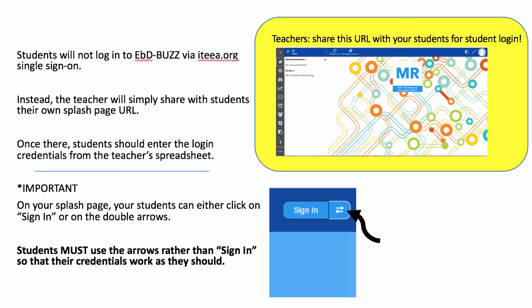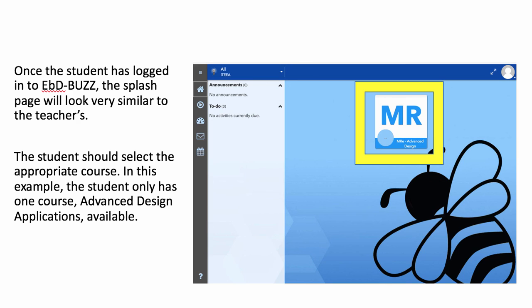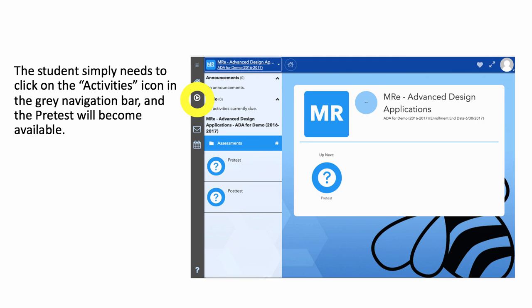Teachers should note that once they've navigated to your splash page, your students will have the option to either click on Sign In or on the double arrows. Students must use the arrows rather than sign in so that their credentials work as they should. Once the student has logged into EBD Buzz, the splash page will look very similar to the teacher's. The student should select the appropriate course. In this example, the student only has one course, Advanced Design Applications. The student simply needs to click on the Activities icon in the gray navigation bar, and the pretest will become available.